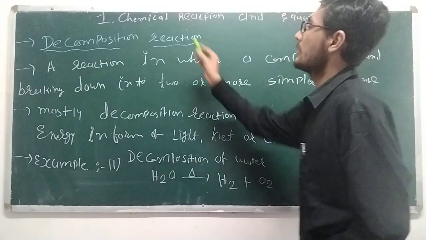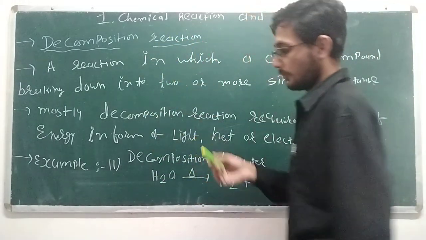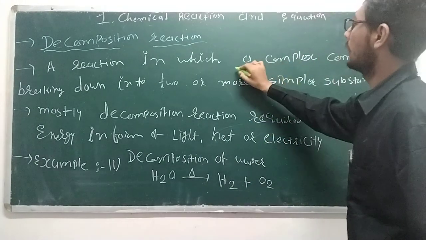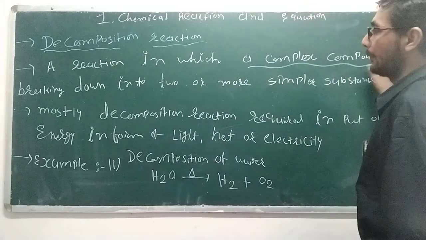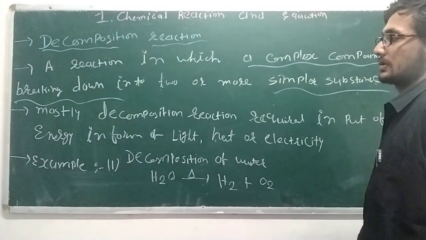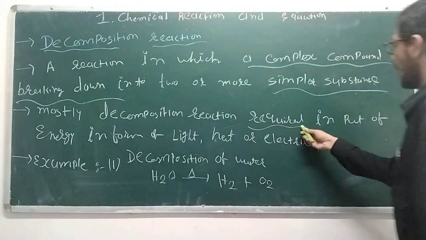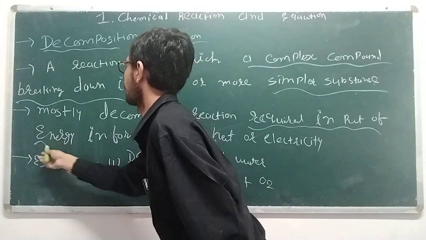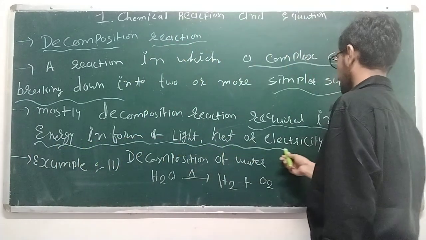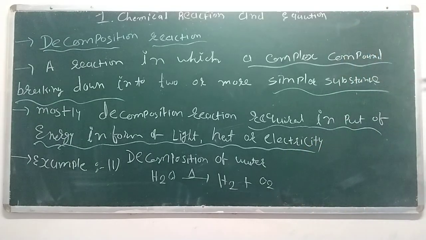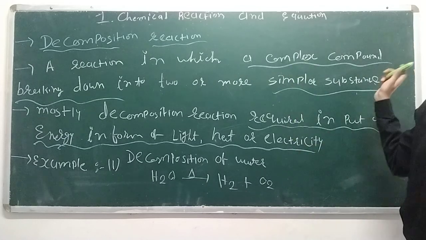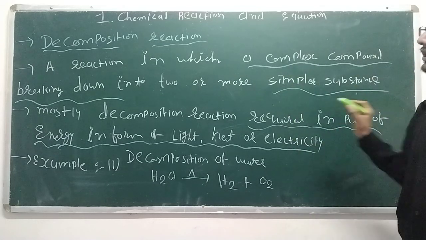Let's revise it. Decomposition reaction, in which I am underlining some key words of this reaction: a complex compound breaking down into simpler substances, requiring an input of energy in the form of light, heat or electricity. So now you can see this is decomposition reaction, and the underlined words are the key points of decomposition reaction.